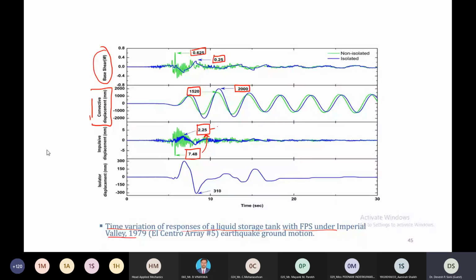So we can have a proper trade-off for this, because the increase in convective displacement can be taken care of by providing more freeboard. But the reduction in base shear and impulsive displacement is very much beneficial in reducing these structural quantities. Because the response is reduced, we can have a lighter design. There is a slight increase in convective displacement, that is true, but that is taken care of by providing slightly more freeboard, free surface above the liquid. So this is how base isolation is effective for liquid storage tanks as well.